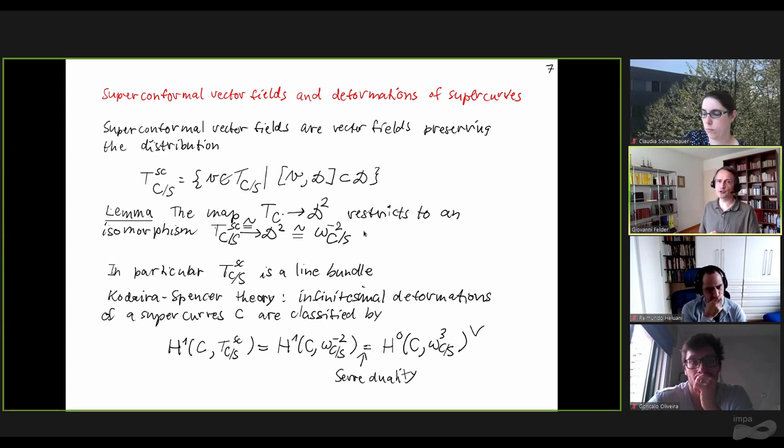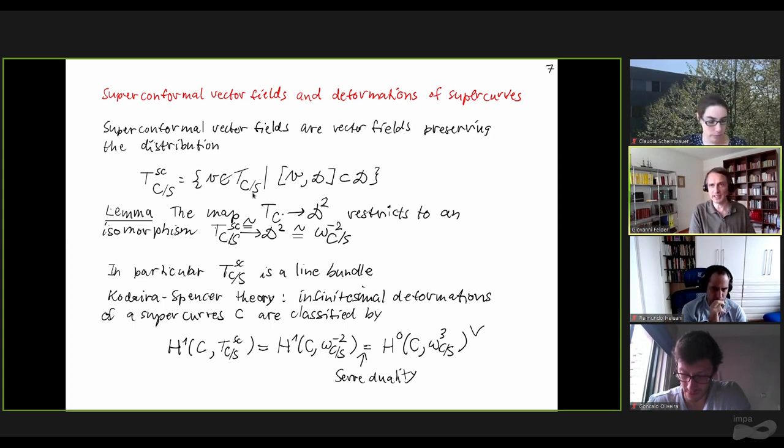Now, if you want to do deformation theory, if you want to start doing moduli spaces, families of curves, you will need superconformal vector fields, namely, infinitesimal automorphisms of supercurves. So the definition is, a superconformal vector field is a vector field, a section of the tangent bundle. I write C modulo S because I think in families, which preserves the distribution in the sense that the bracket with the distribution lands in the distribution. So this is a condition that it preserves the superconformal structure.